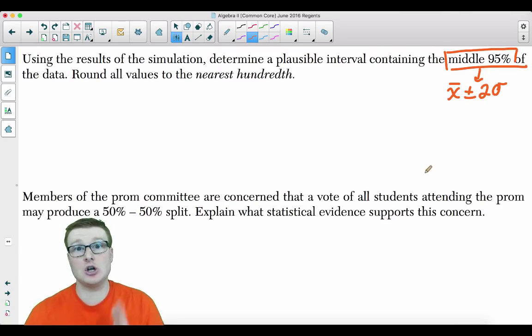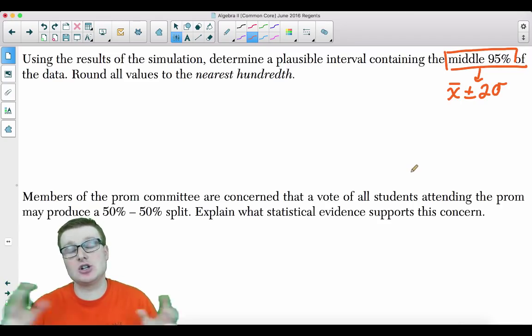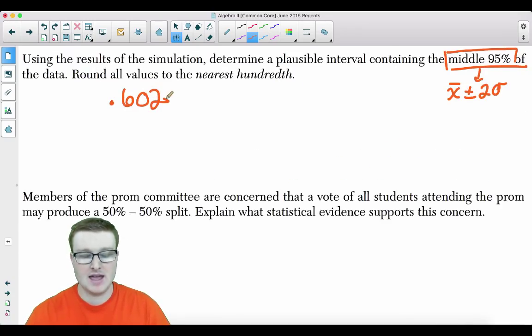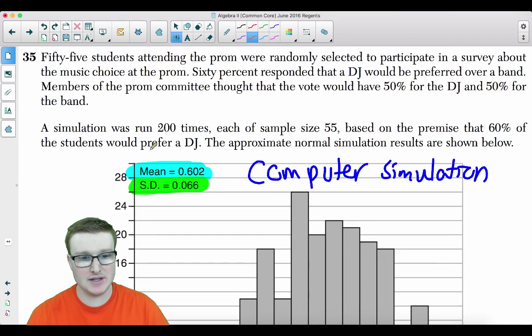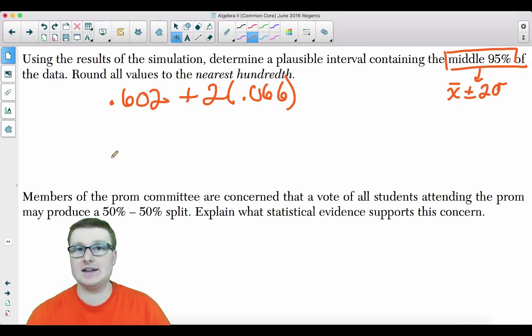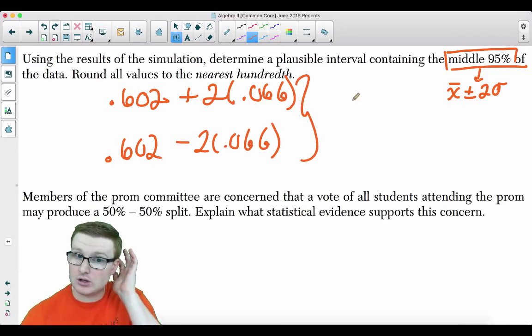So you need to know that you're going from the mean, you're going back 2 standard deviations, and you're going forward 2 standard deviations. Okay? So what you're doing is you're taking the mean, which is 0.602, and you're first adding 2 times the standard deviation of 0.066. Okay? And you're taking the mean, 0.602, and you're subtracting 2 times the standard deviation. When you get these numbers, your interval is this.